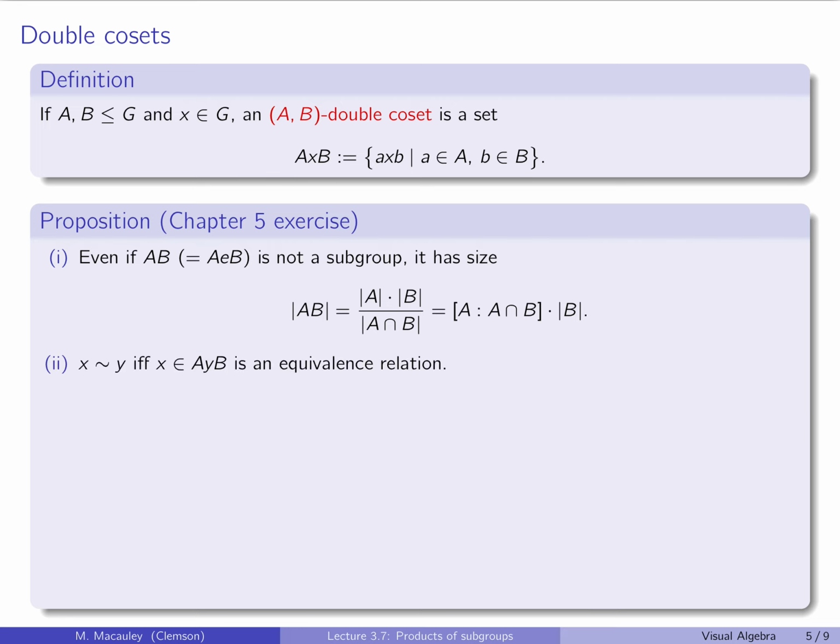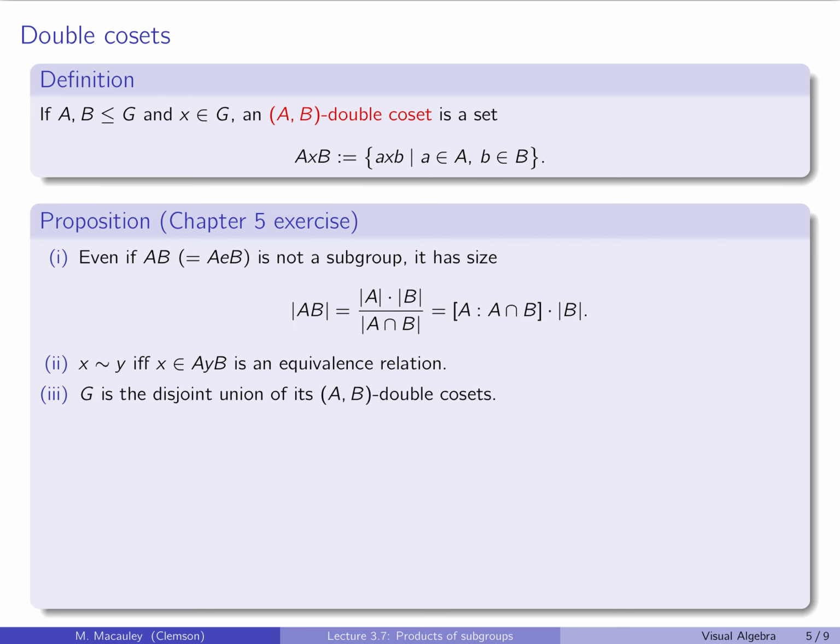Next, the double cosets define an equivalence relation. We say that X is equivalent to Y if and only if X is in the double coset AYB. This is analogous to what we said for regular cosets. We said that we could say that X is equivalent to Y if and only if X is in the coset YB. Remember that? Because in this case, XB equals YB.